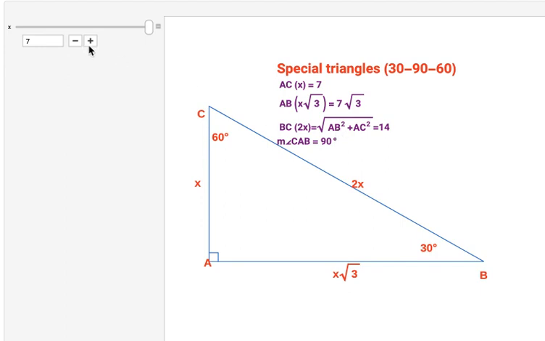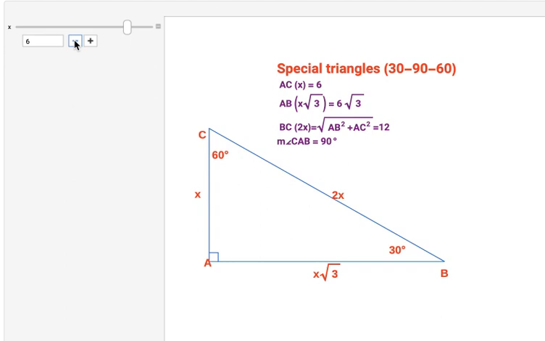So, this is a special triangle. You can decrease the values and still this property is true. So play around with this model and understand this special triangle.